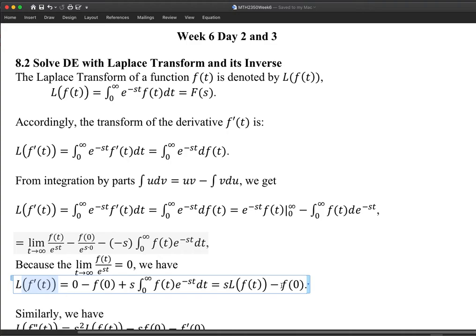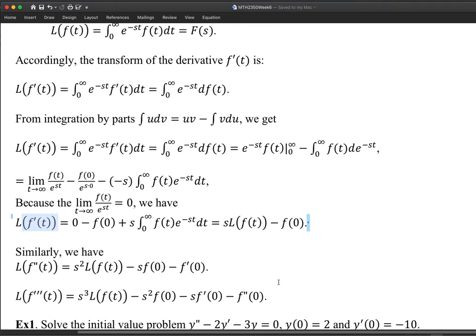The function at 0. And indeed, this is not the only conclusion we have. We could make similar conclusions. Certainly, you can calculate the transform of those other higher order derivatives using the definition. And eventually, you will see the transform of the second order derivative and the transform of the third order derivative. And we could have the transform of the fourth order derivative.